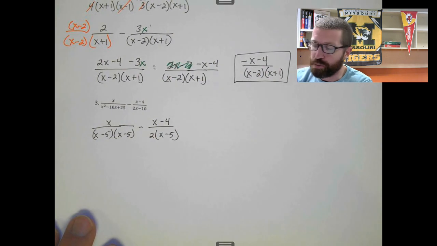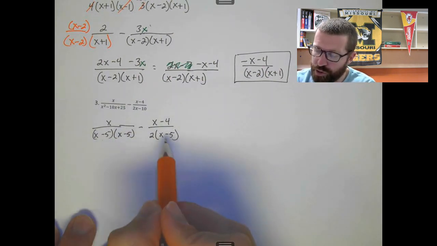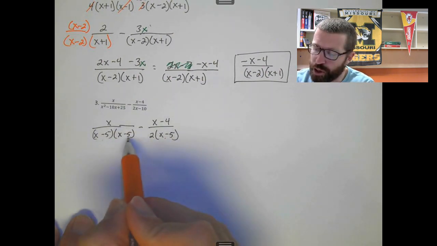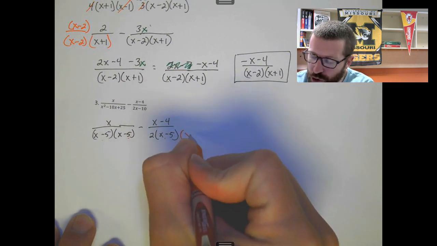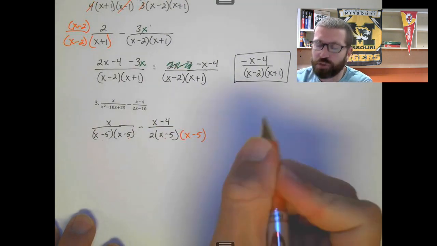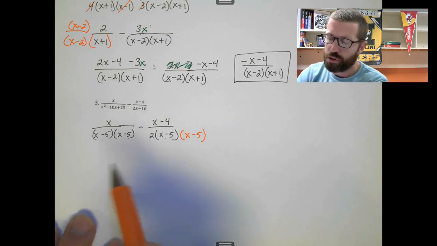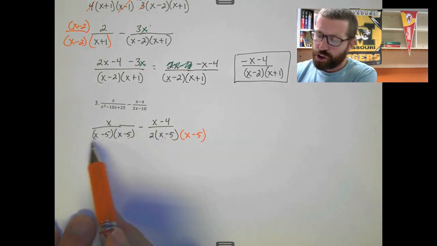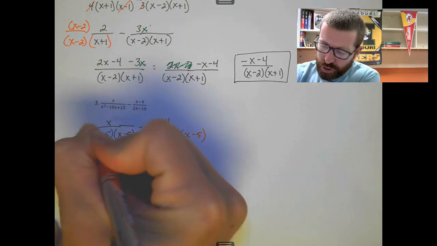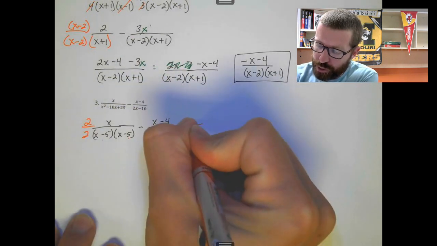And so let's look at what's missing. I have an x minus 5 here, and I have an x minus 5, but you don't have another one. So even though it's the same, you have to have the same number of terms. And then I have a 2 here, and I'm missing a 2 here. And make sure you put it on top and bottom.